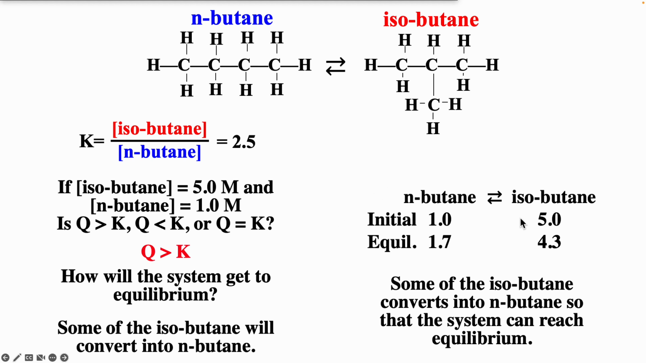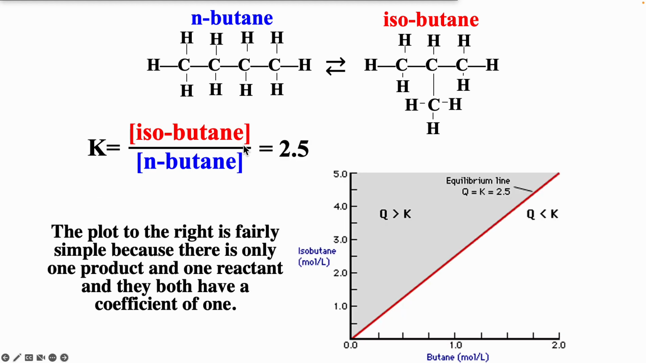And so we can actually calculate what the concentration would be at equilibrium. So initially, we're at 1 and 5. At equilibrium, it would be 1.7 and 4.3. So if we plug in these numbers to our equilibrium expression, we do get an equilibrium constant of 2.5.